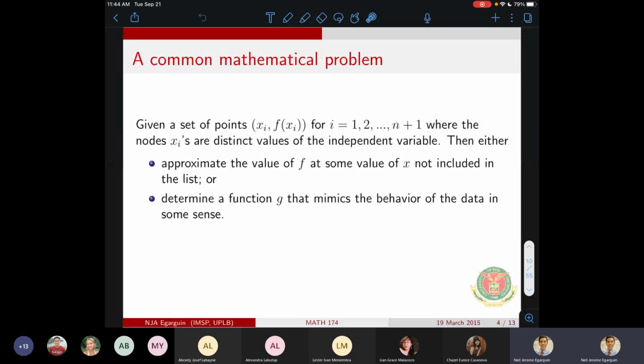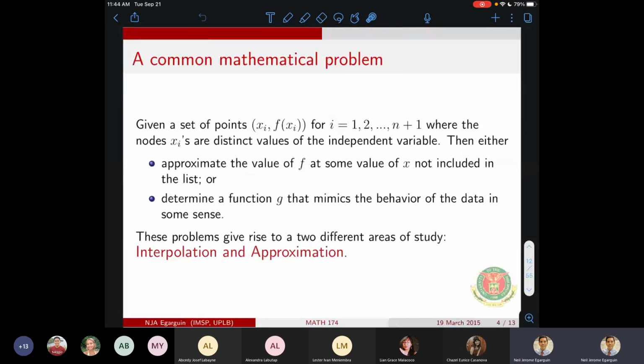Or another possible problem, which is much more general than the first bullet, is to determine a function g that mimics the behavior of the data in some sense. So gusto nating mag-build up ng isang function g that will sort of imitate how the function f behaves. And actually, it's a little bit ambiguous when we say mimics. So, ano yung ibig sabihin natin ng paggaya o pagkopya ni function g dun sa properties ni function f? And for that, there are two possible ways on how to create such a function g. So the first one is approximation, and the other one is interpolation.